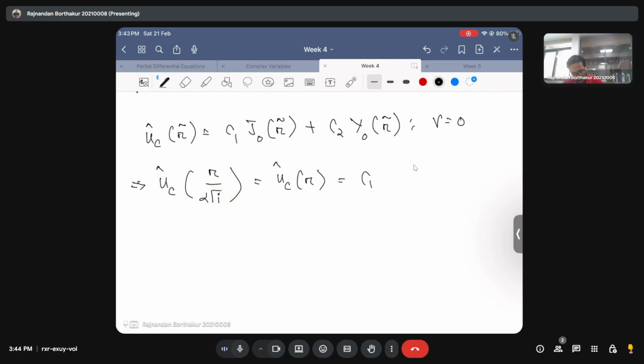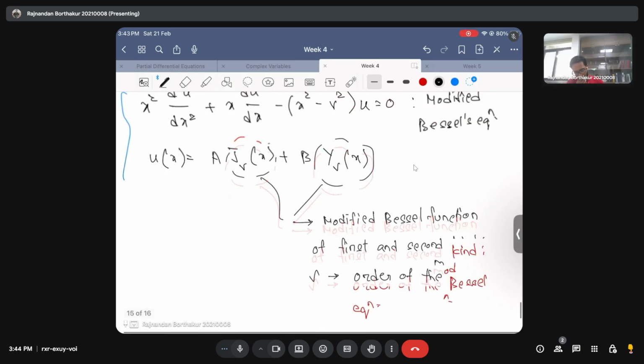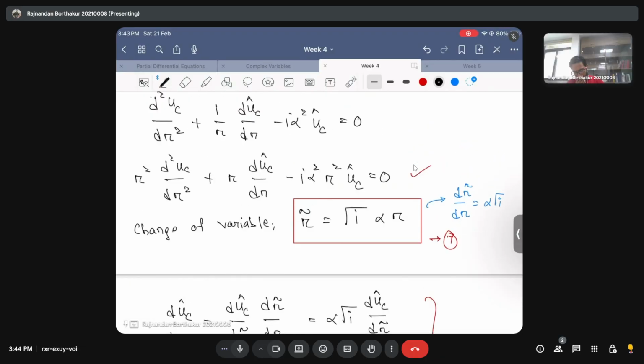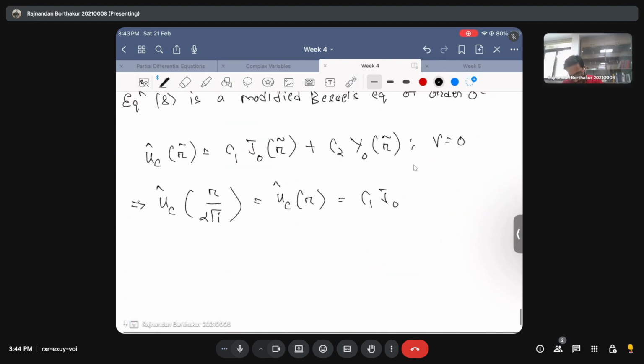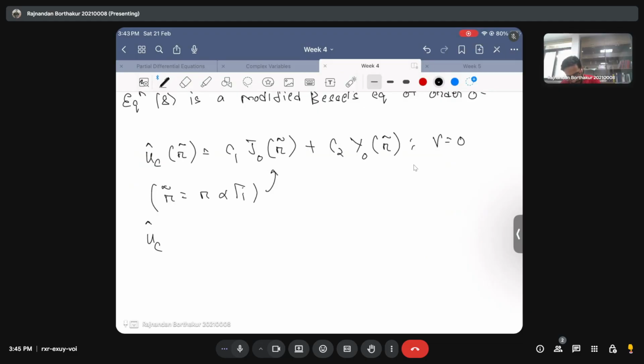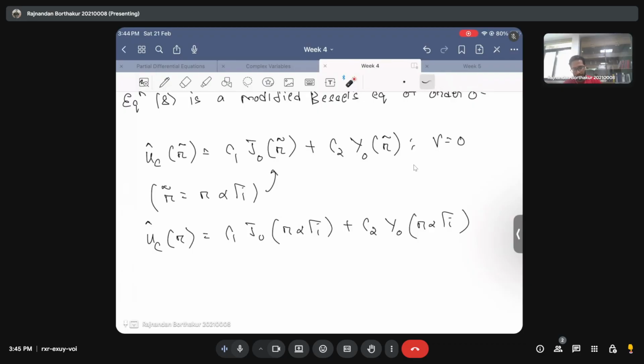And then you can call it c1 times J0 of... hold on, did I do some mistake here? Okay, what was r tilde? R tilde was r times alpha root I, and that's what we are going to substitute here, which means my uc hat of r is going to be some c1 times J0 of r alpha root I plus c2 times Y0 of r alpha root I. It's not going to divide, it's going to multiply, because that's how we defined r tilde. So we are just replacing r tilde with r using this relation. That's all that we are doing.